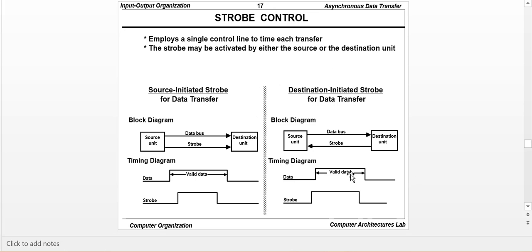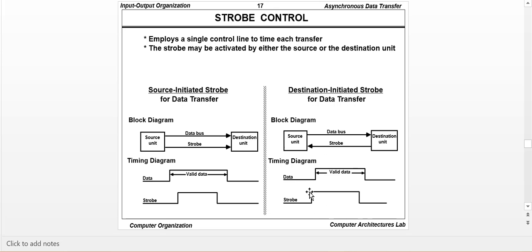Now let us see the destination initiated strobe for data transfer. Destination initiated will be an input instruction. So the source will be memory and the destination will be the CPU. The CPU now wants to read some information from the memory, so it is requesting data from the source unit. The strobe pulse is generated by the destination unit, and the data is placed by the source unit only.